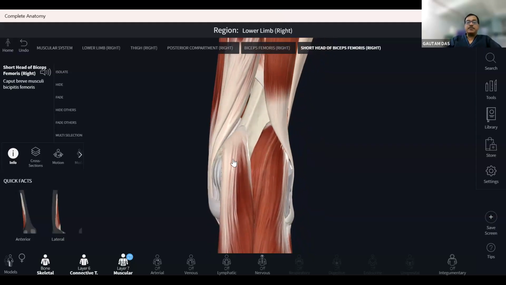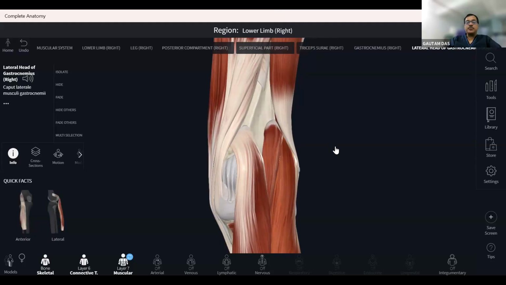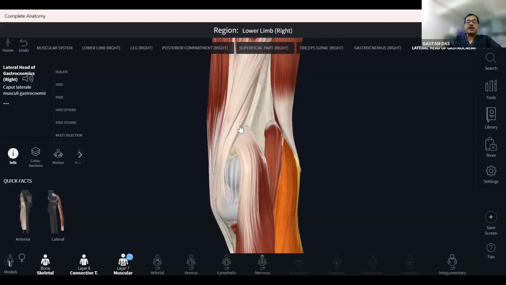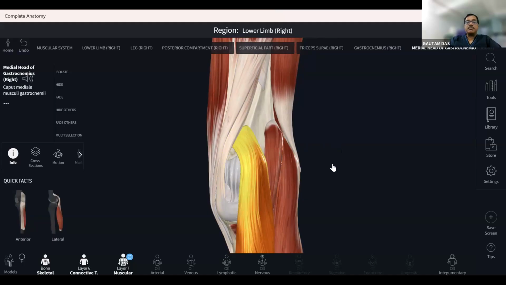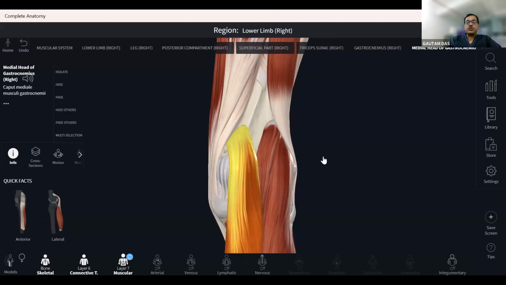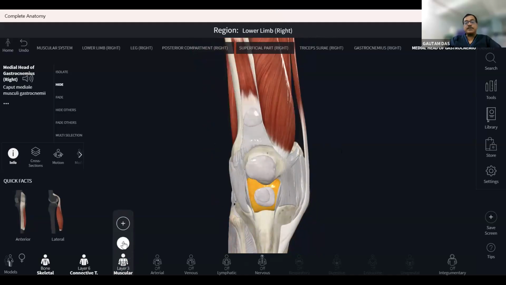Apart from that, very important are the 2 heads of the gastrocnemius, the medial head and the lateral head. And you know, a Baker cyst normally comes between the semimembranosus and the medial head of the gastrocnemius. In between, the Baker cyst bulges out, and we can go from the posterior medial side like this and inject into the Baker cyst. So these are the muscles. Now let me remove the muscle layer, and then we'll come to the ligamentous part.